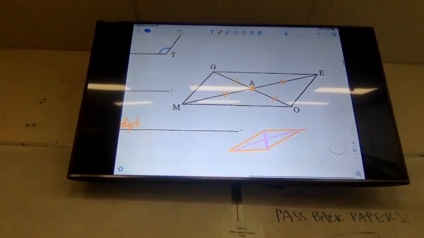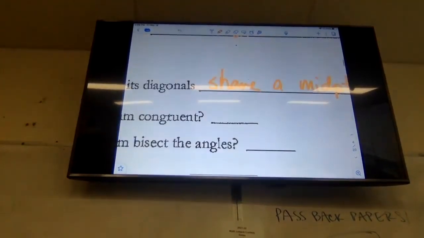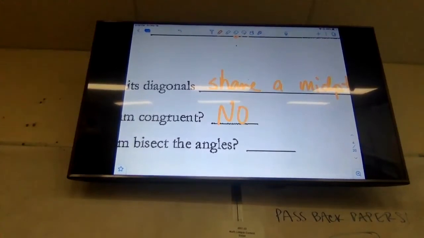Is it always congruent in a square? We're going to get to those properties later. You're going a few too many days ahead of me, Chase.